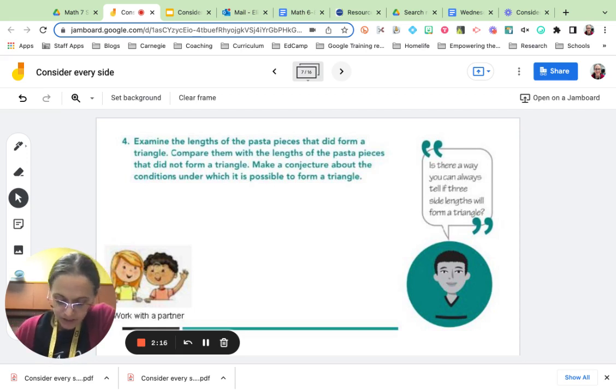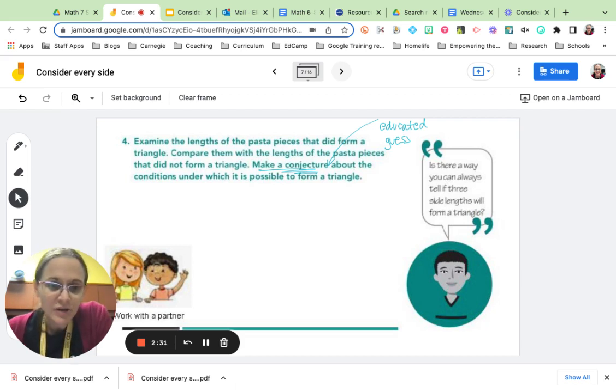That's what this part of your book asks you to do. To make a conjecture just means to make an educated guess. That's what the word conjecture means. And you can do that because at this point, you know a little bit about triangles and about how to make them. So your job is to write down in your own book what conditions make it possible to form a triangle. What type of side lengths can be used to form a triangle? Make a conjecture about it and write it down.